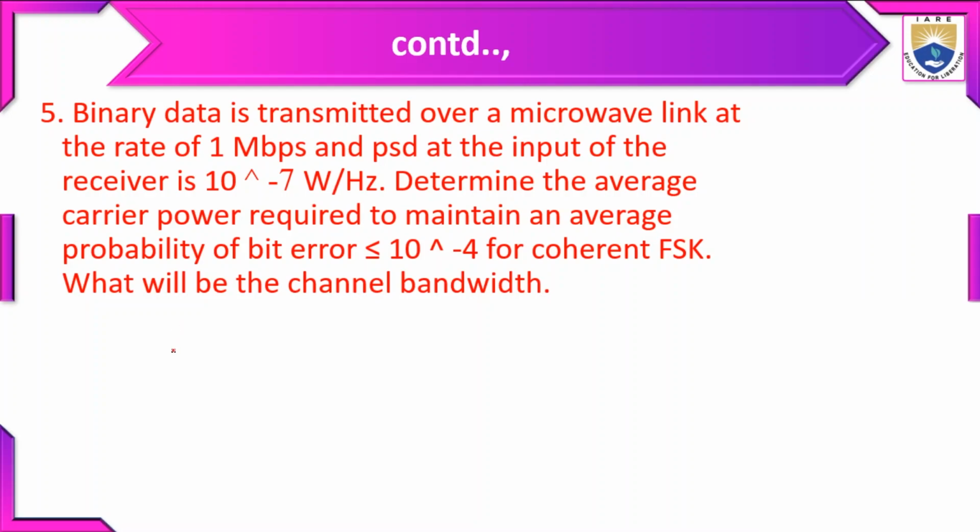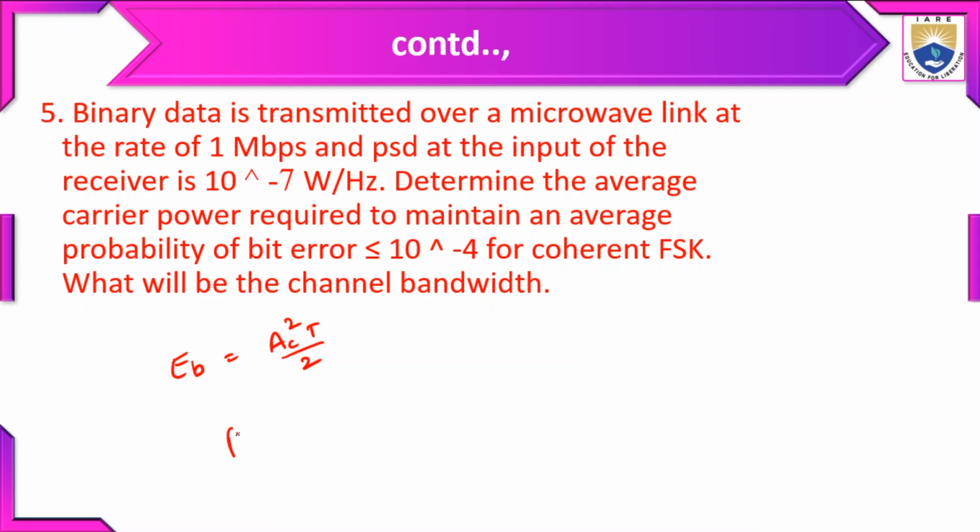Here I'm going to write the required formula, that is Eb is equal to A square T by 2. Which amplitude are we considering? The carrier amplitude, so this is nothing but Ac. Ac square T by 2. Simply you can write A square T by 2.